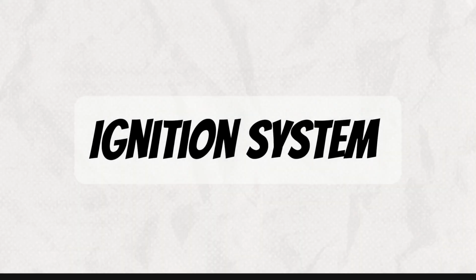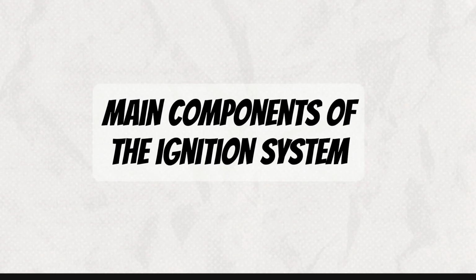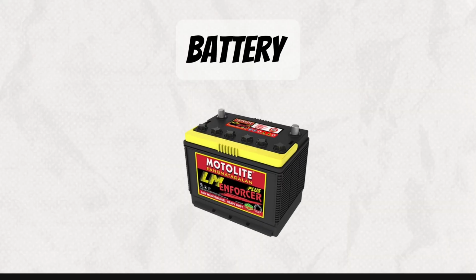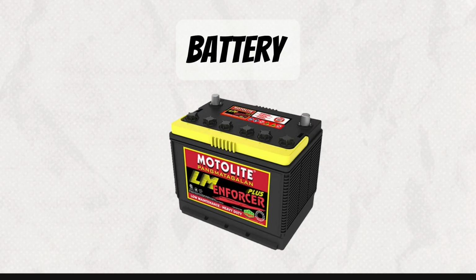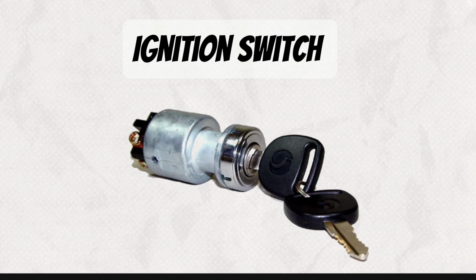Ignition system. This system is responsible for starting the engine by igniting the air and fuel mixture. I will discuss the parts and function first. First one is battery. Battery supplies the electrical energy needed to power the ignition system. Second one is ignition switch. It activates the ignition system when the key is turned or the start button is pressed.